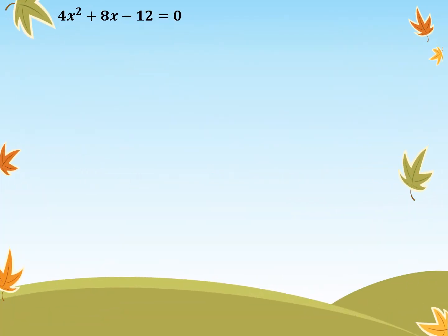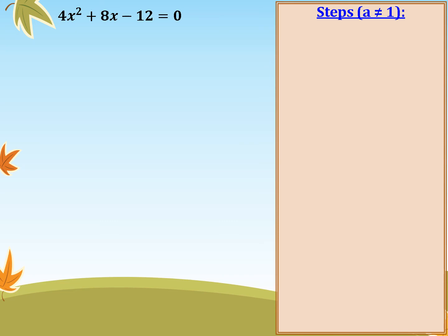Okay, last example. Let's look at how we complete the square when a is not 1. For the most part, the steps are the same. We just have to add a little because we don't have an a value that's 1. So the first step is I have to kick that constant to the other side. Always, always, always start by kicking the constant to the other side.